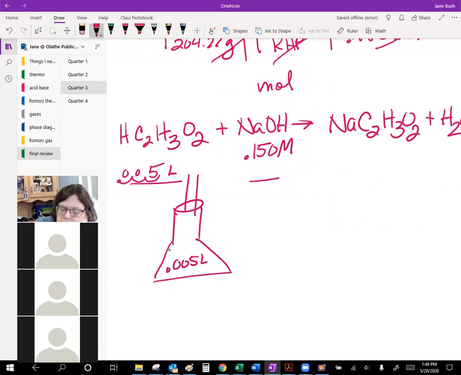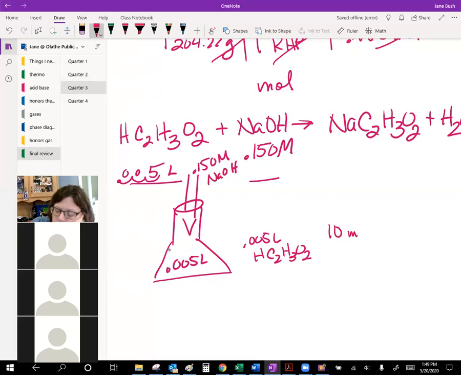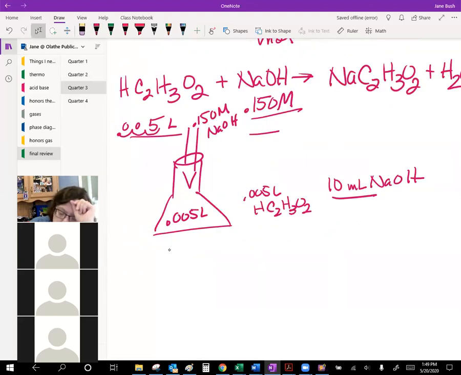And we've got 0.150 molarity NaOH. And we start adding that, so we had 0.005 liters of vinegar. And let's say we added 10 milliliters of sodium hydroxide. So now we know the volume of sodium hydroxide. We know the molarity. If we know volume, we multiply volume times molarity. Change this to liters, 0.010 liters. The molarity was 0.150, which is actually about what our molarity would have been had we done this lab.